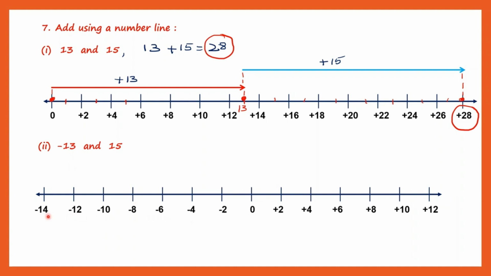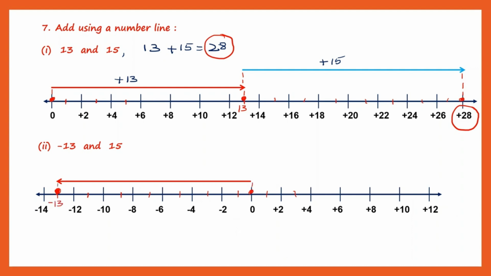Since we don't have it here, it is understood that it is between minus 12 and minus 14. So that means we have to have a marking here to show that it is here. Okay, so this is here. So we have minus 13 here. So we are going to draw the first line starting from 0 going up to minus 13. So we have that there. We have started from 0 and we have gone up to minus 13. So we can write minus 13 there.